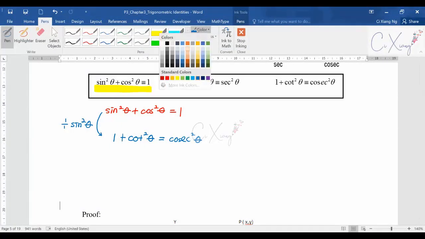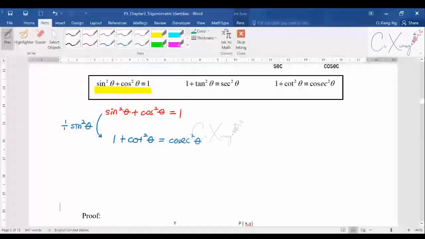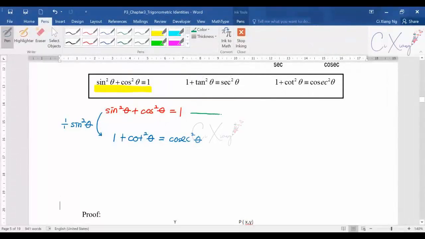How about the second equation? How can I get this second equation here? The same thing: just now we divided by sine square, so now you can divide by cos square theta. Sine square divided by cos square, you get tangent square. So tangent square theta plus cos square divided by cos square, you have 1, equals 1 divided by cos square.